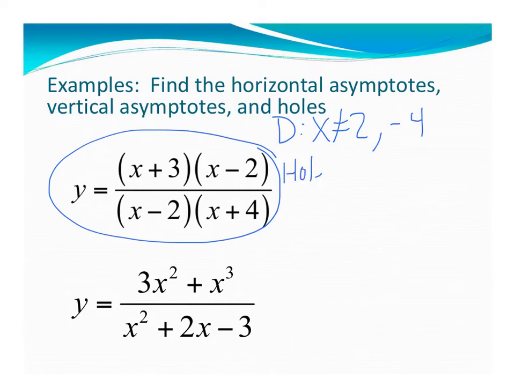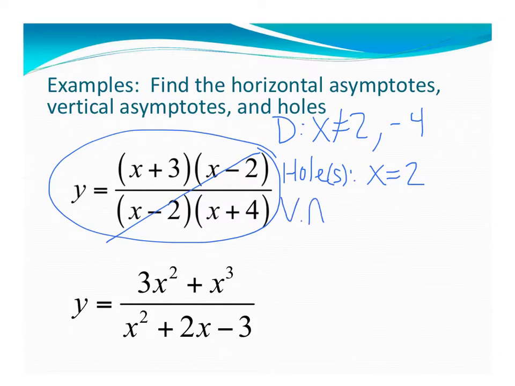The next part, my holes. Do I have any holes in the graph? Let's see. If anything cancels, that means that it's a hole. Well, I have x minus 2 and x minus 2 that can cancel. That means I have a hole at x equals 2. Whatever cancels, that's the hole in the graph.